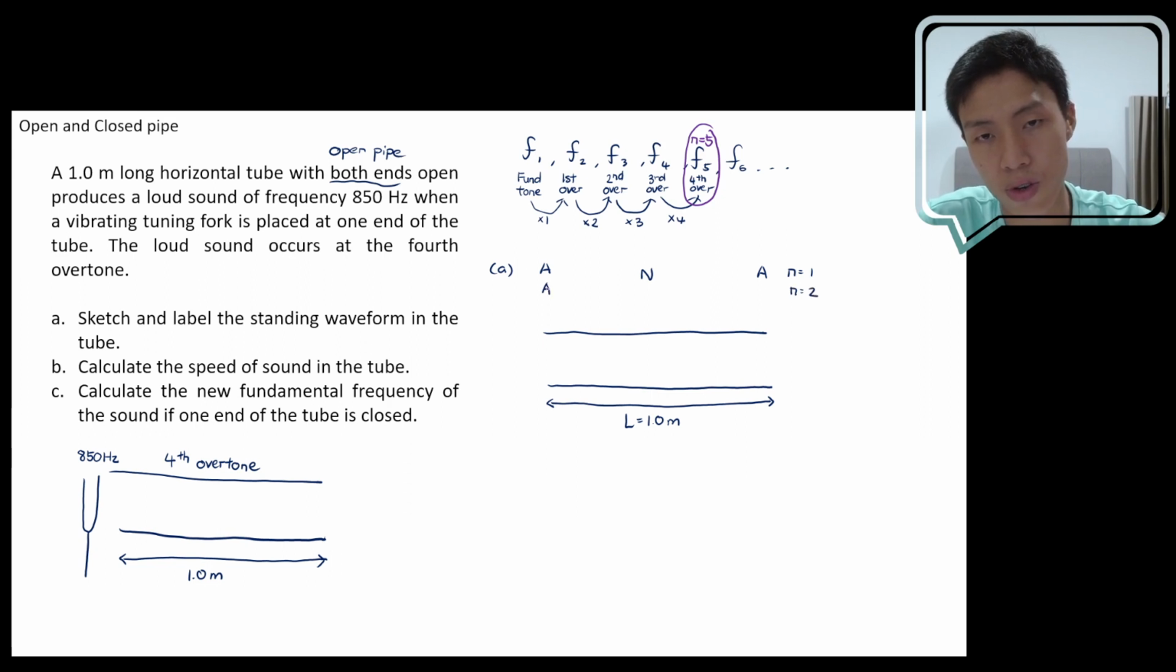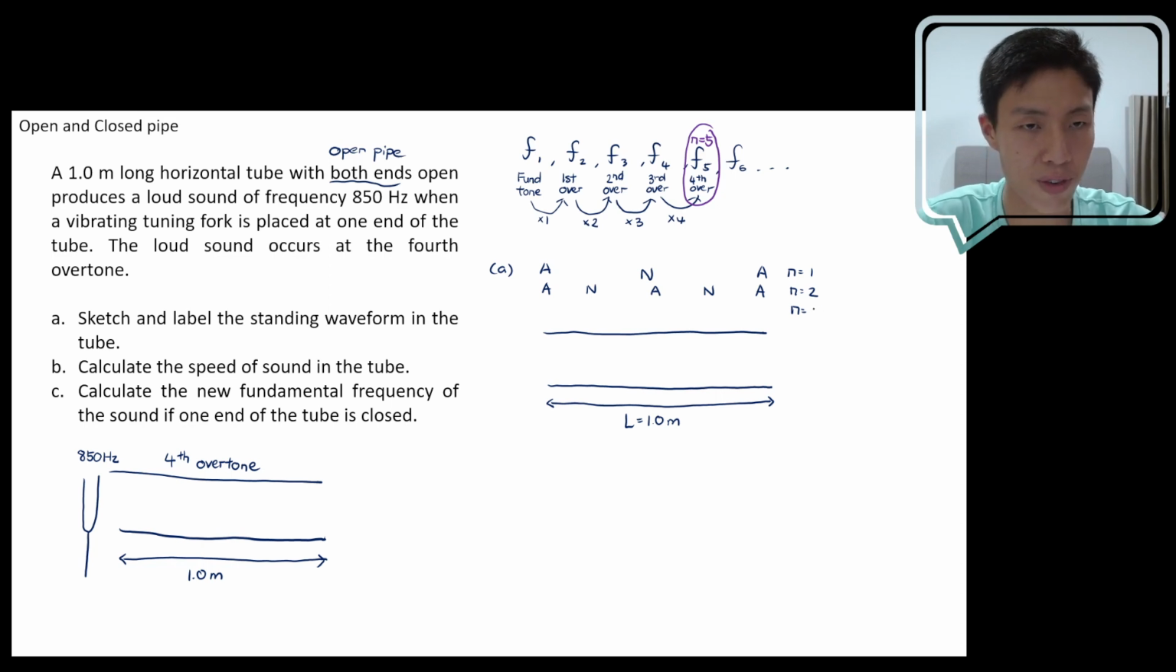Then you can do your antinode at both ends. Make it slightly complicated by inserting an antinode in between. So now there is a node in between the antinodes. So this will be your second harmonic. Okay, you can proceed to do your third harmonic, fourth harmonic, and fifth harmonic.